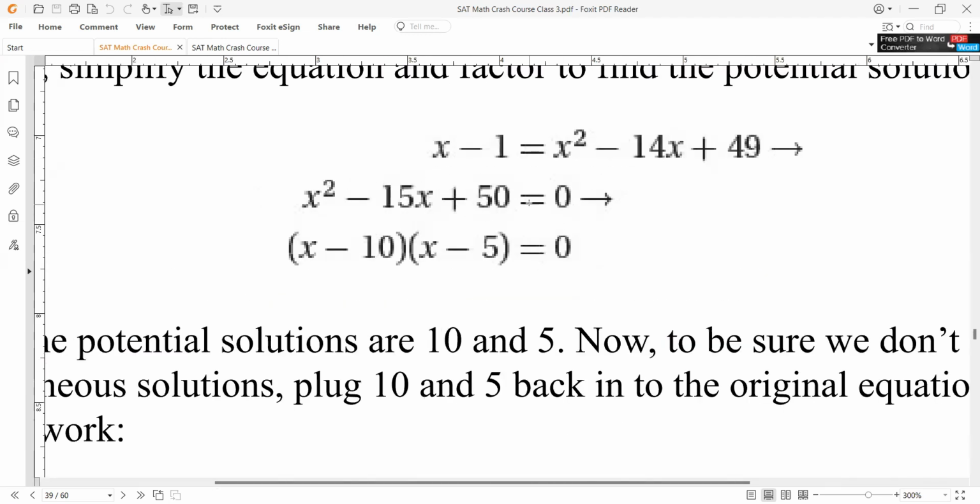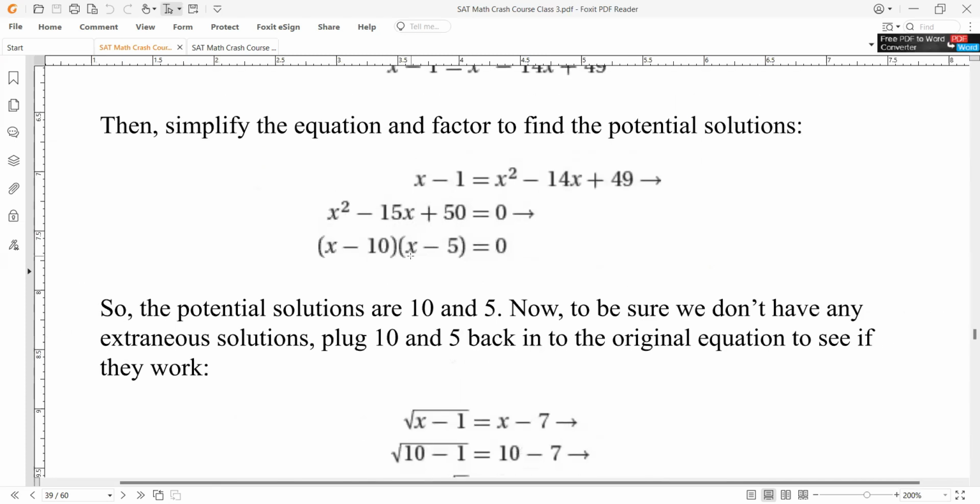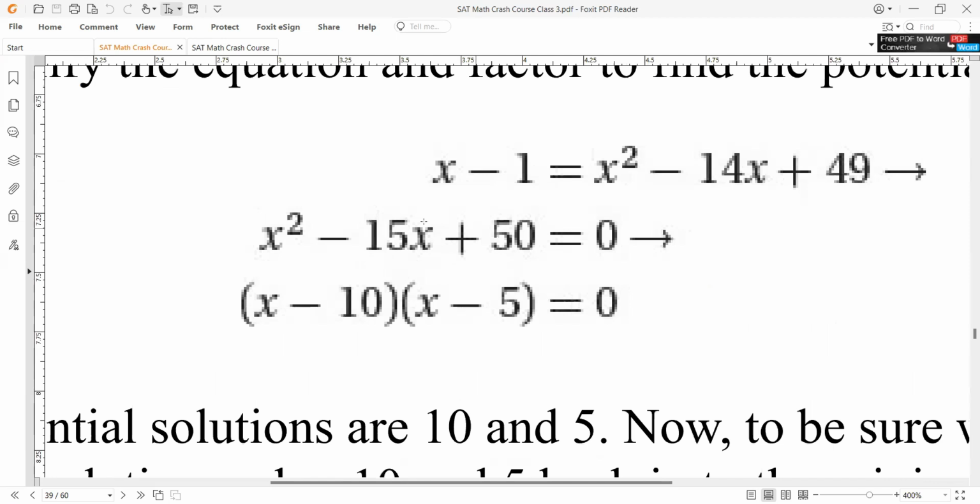And then we're trying to factorize. We're trying to make them a product. This is factorizing. Do you know the method of factorizing?